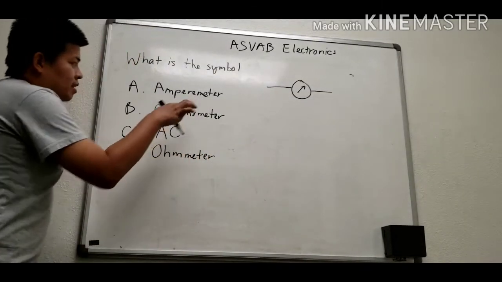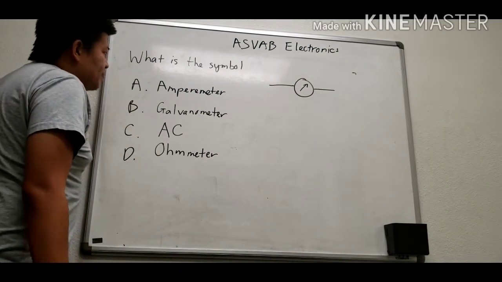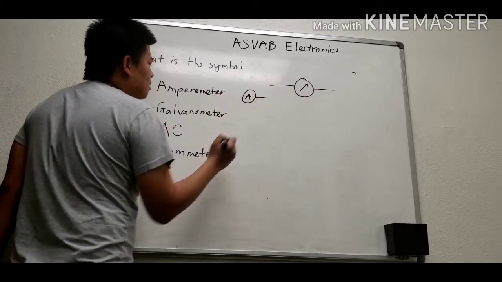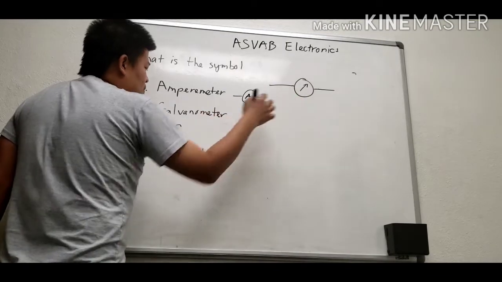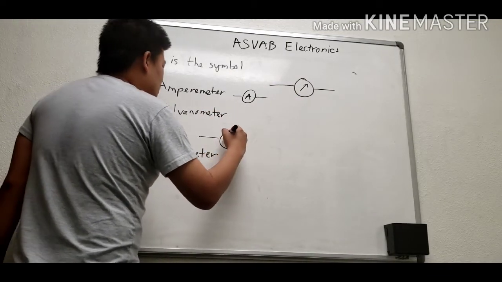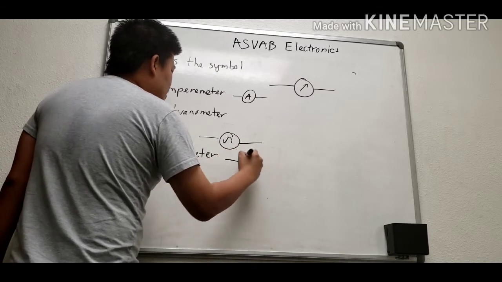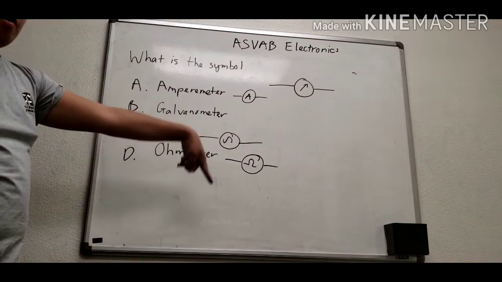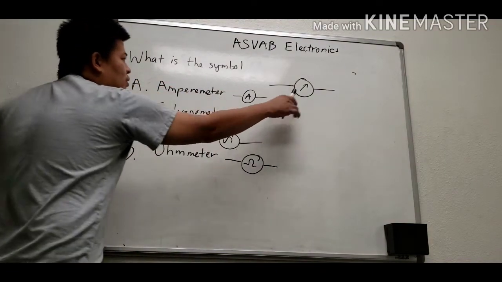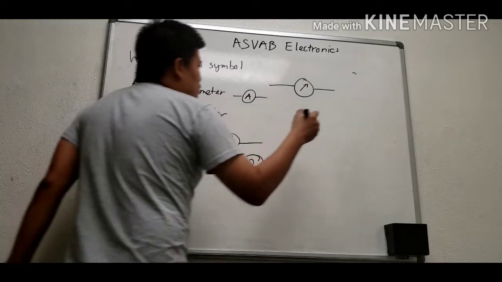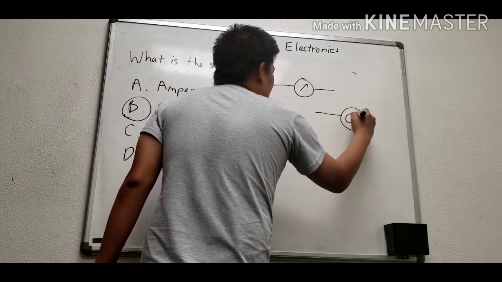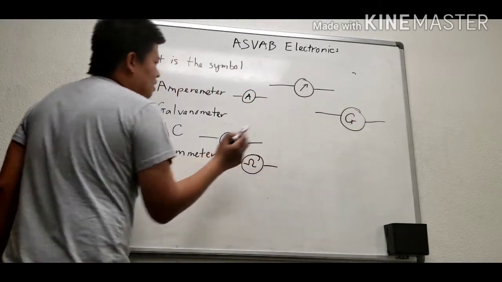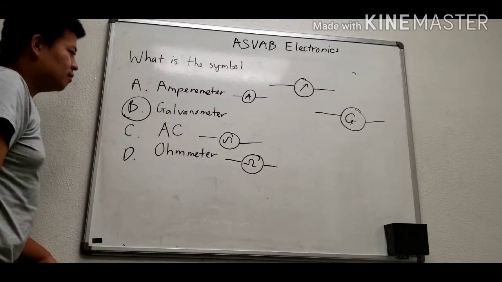What is the symbol of this question? We can see that the meter should have the letter A. Galvanometer is this one, but AC is this one. Ohmmeter should be like this. After we do everything, we can see that this one should be B. You should remember that if they have the letter G like this, it can be a galvanometer. That is so simple. Just remember letter G, and the good answer is B.